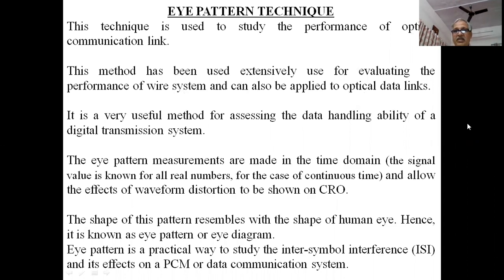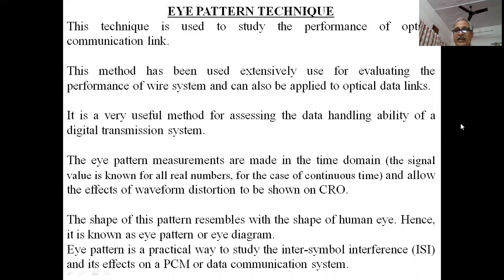The eye pattern measurements are made in the time domain, which means the signal value is known for all real numbers in the case of continuous time, and it allows the effect of waveform distortion to be shown on an oscilloscope. The shape of this pattern resembles the shape of a human eye. Hence, it is known as the eye pattern or eye diagram. Let us see in the next slide.